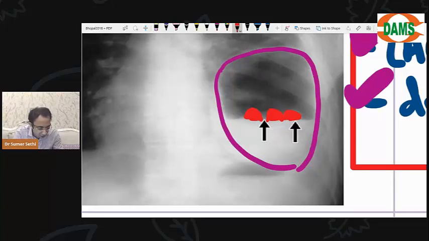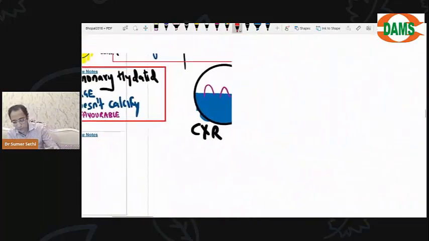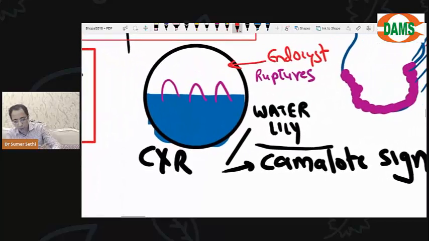The water lily flower is also called camelot, right? Sir, the water lily flower's other name is camelot. So we call this the camelot sign. These are the daughter cysts which are floating. Because the endocyst has ruptured, we will call it the camelot sign, or the hydatid water lily sign. This is the diagram to understand.